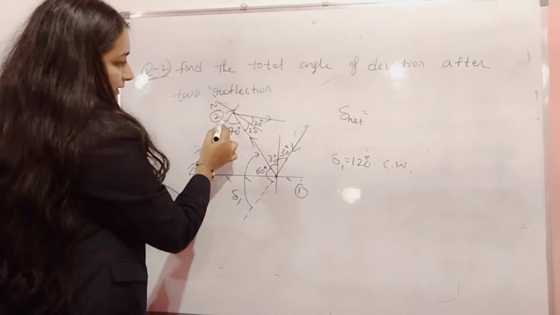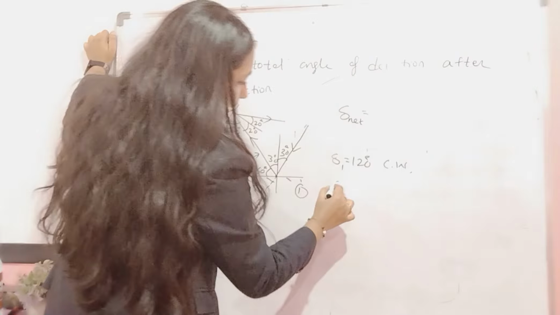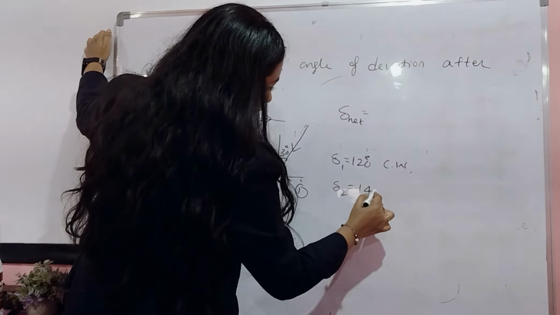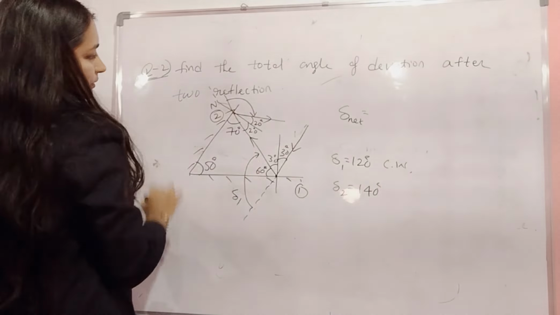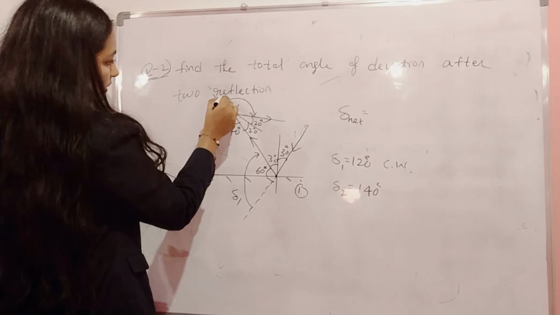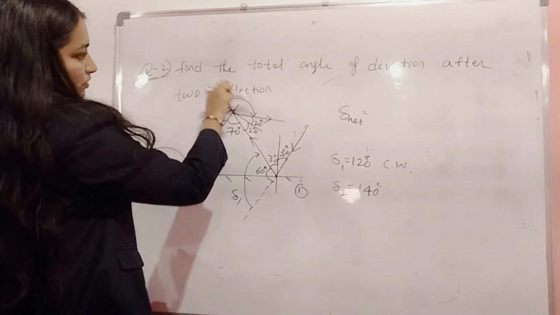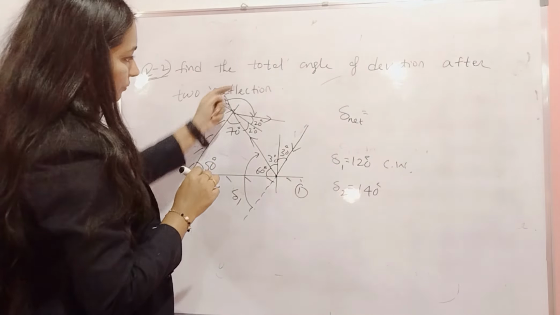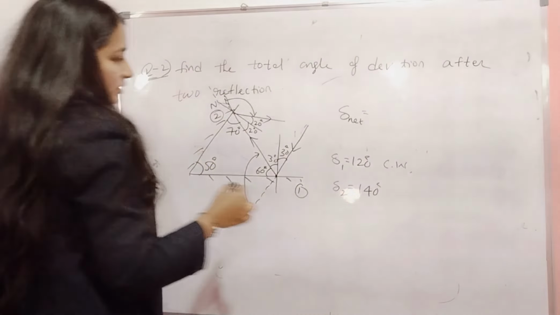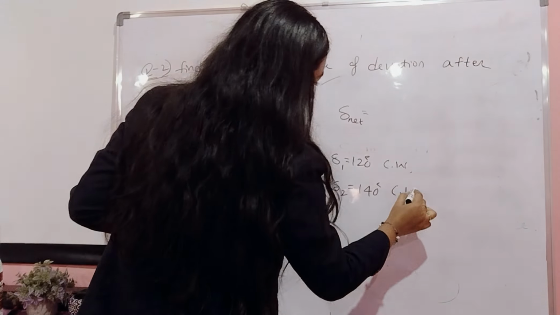So tell me, glancing angle here is 70. So 2 times the glancing angle is 140. This is also in the clockwise direction. This is the original direction of the incident ray, and the angle between the original direction of the incident ray and the reflected ray is the angle of deviation, that is 140 in the clockwise direction.